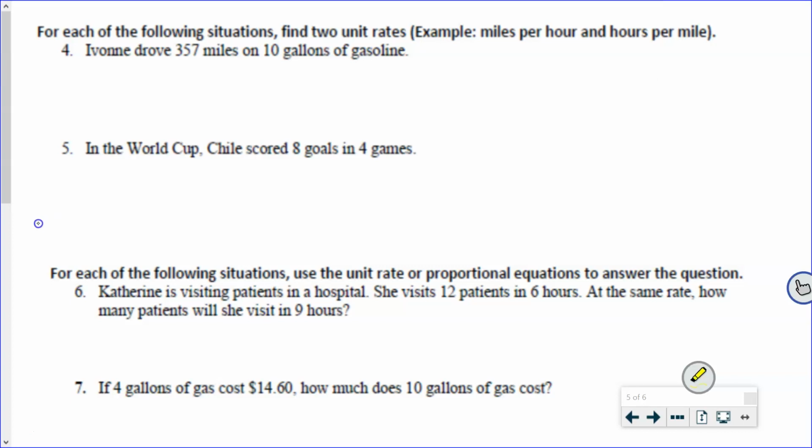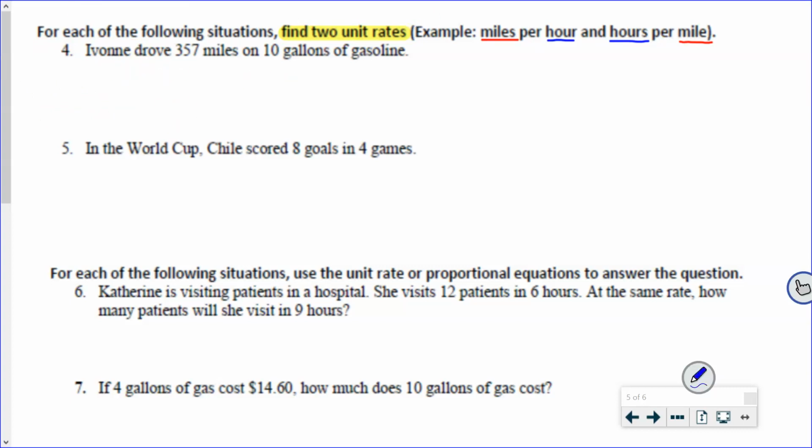Okay, here's the next part. It says for each of the following situations, find 2 unit rates. Take a look at what this means because this is something we haven't done in a long time. It says find 2 unit rates. For example, we could find miles per hour, but then we could also switch it up and find hours per mile. So I'll help you out with this first one.